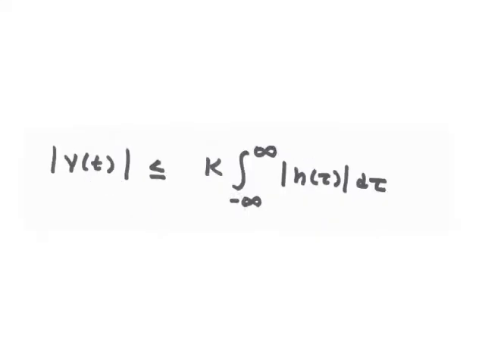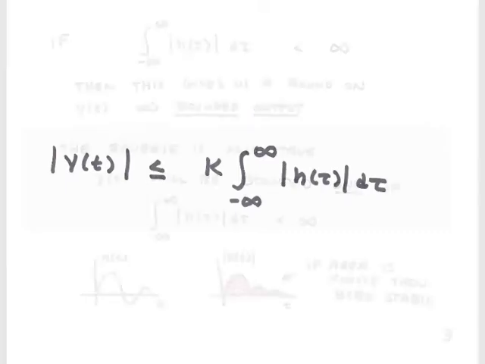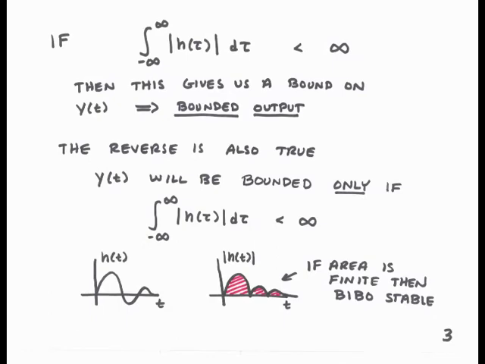Consider this expression for a moment and ask yourself, under what condition can I find a bound on the absolute value of y of t? If the integral from minus infinity to infinity of the absolute value of h of tau d tau is a finite number, then this gives us a bound on the absolute value of y of t, and hence on y of t. So we have a bounded output if the integral from minus infinity to infinity of the absolute value of h of tau d tau is a finite number.